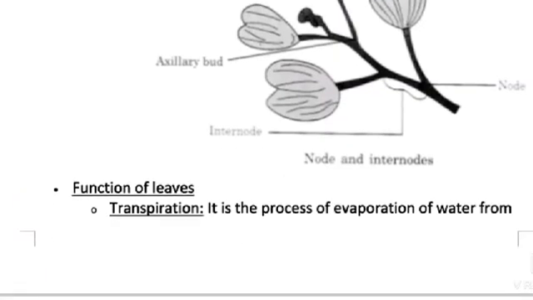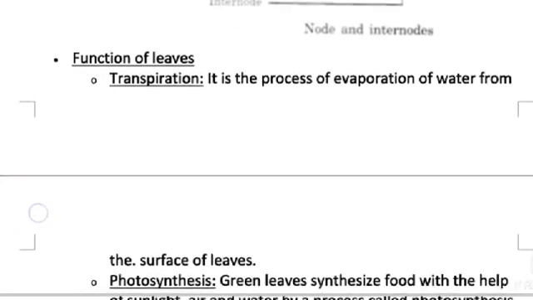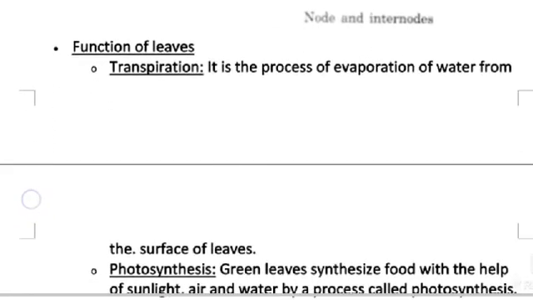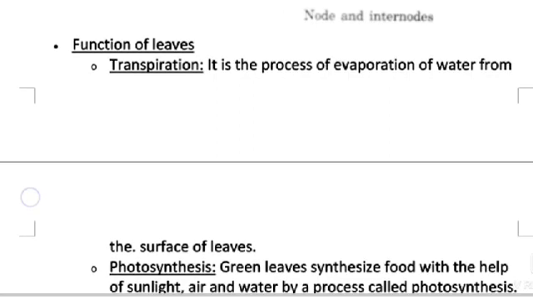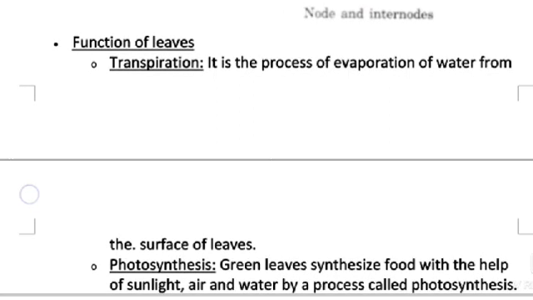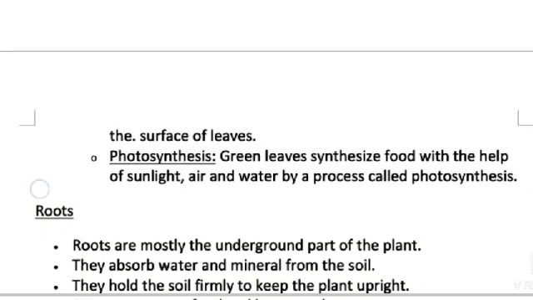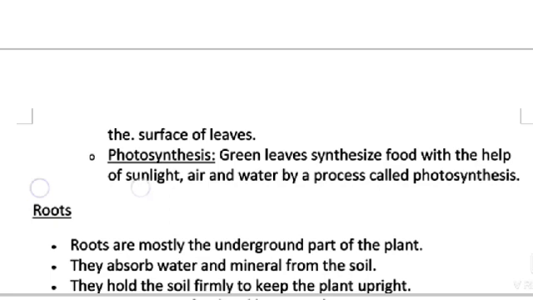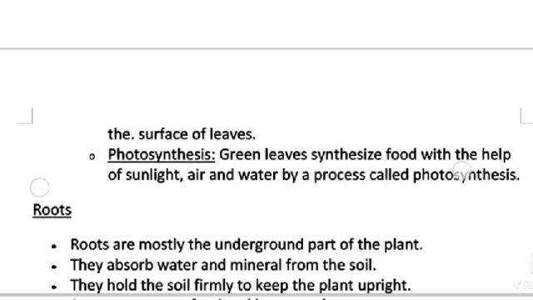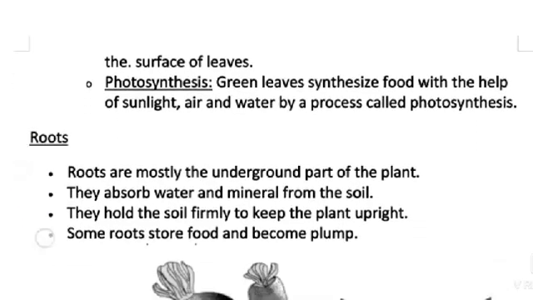Functions of leaves. Transpiration. It is the process of evaporation of water from the surface of leaves. Photosynthesis. Green leaves synthesize food with the help of sunlight, air and water by a process called photosynthesis.